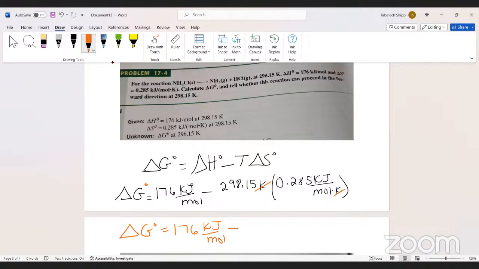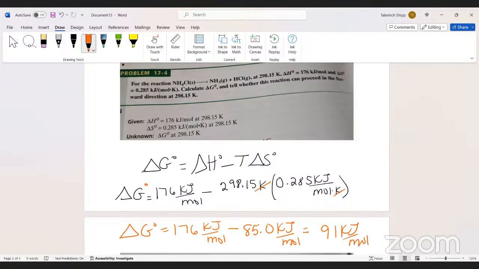So what I'm going to do is write out 176 kilojoules per mole minus, okay, multiply these two numbers right here, 298.15 times 0.285. And we only need 3 significant digits. I get 84.97, so I'm going to say 85.0 right there, okay? 84.97 gives me 85.0 in terms of 3 significant digits, kilojoules per mole. Now all you have to do is subtract those two numbers. 176 minus 85 gives me 91 kilojoules per mole.